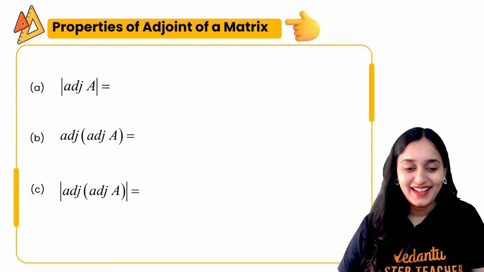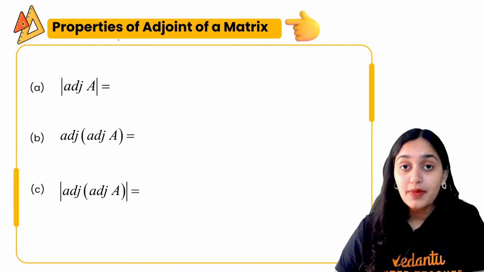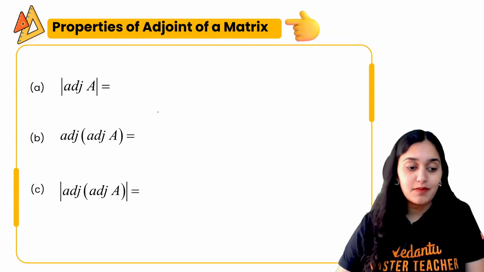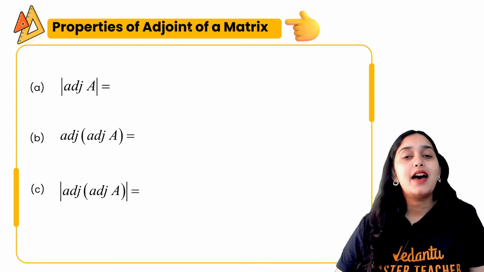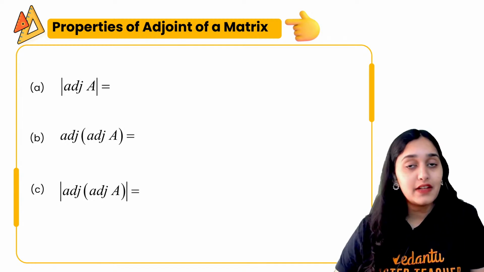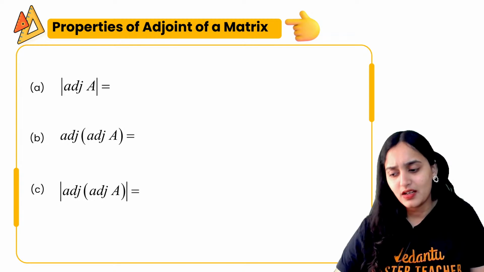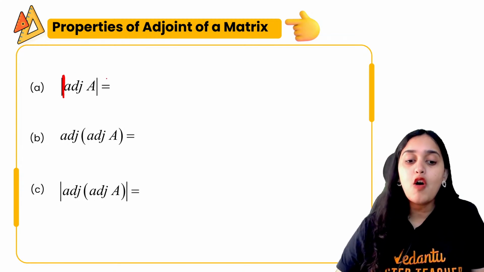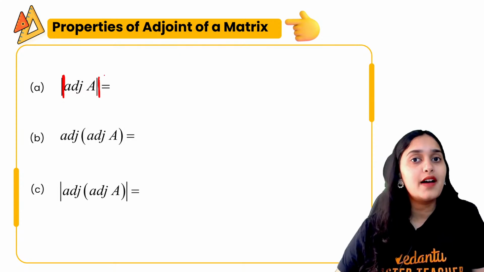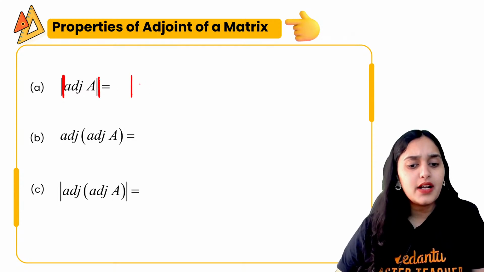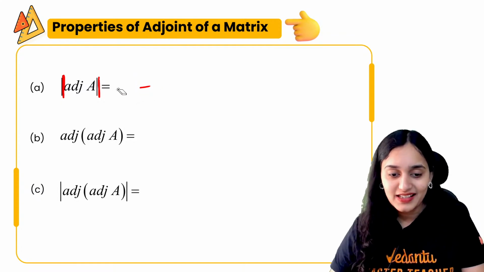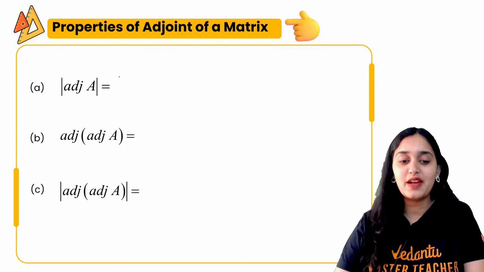Alright. Next, some important properties of the adjoint of a matrix. These are very important formulas. They are highly used in your competitive exams, not in your board exams generally. Okay, first formula: what is the determinant of the adjoint of a matrix? Is it equal to the determinant of the matrix? No, it's not the same as the determinant of the matrix.